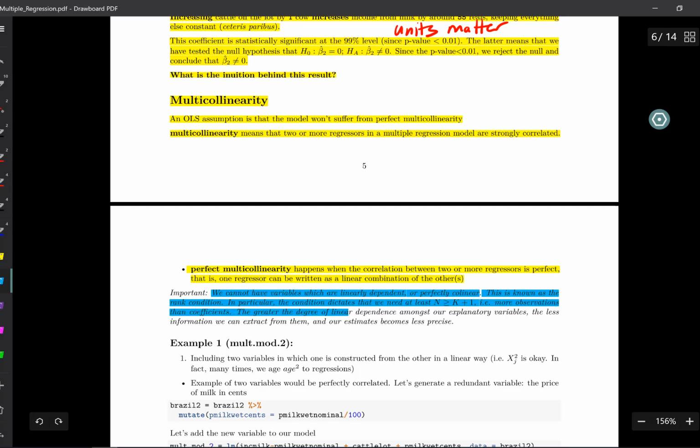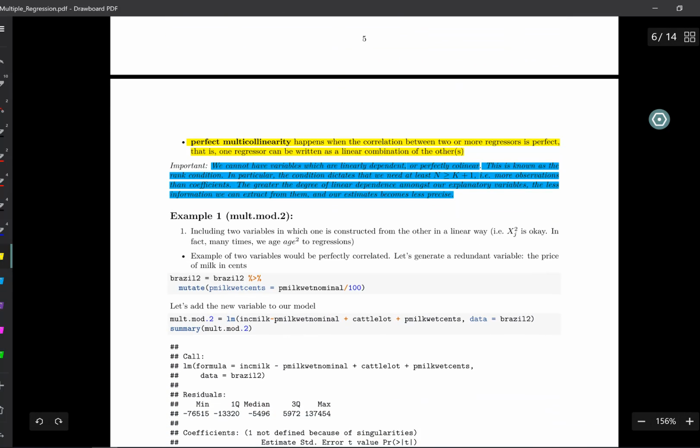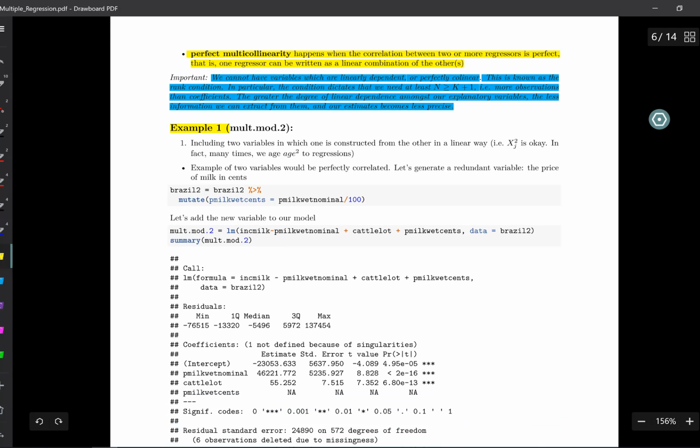And the greater the degree of linear dependency amongst our explanatory variables, our x's, the less information we can extract from them, and our estimates become less precise. To showcase the concept of perfect multicollinearity, I have three examples. Example one is when we include two variables in which one is constructed from the other in a linear way. It is okay to have x squared because that is not constructed in a linear way. In fact, many times we add x squared to our regressions.